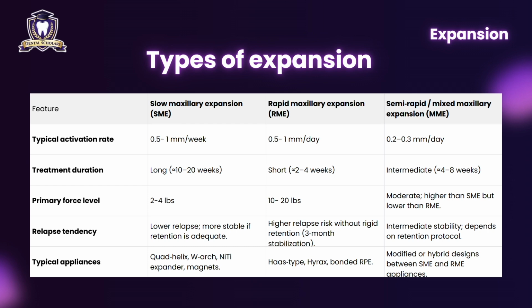The relapse tendency in a slow maxillary expansion is relatively lower. They tend to be more stable if the retention is adequate, whereas rapid maxillary expansion shows higher relapse risk without rigid retention. At least 3 months of rigid stabilization is required in cases of rapid maxillary expansion. In semi-rapid maxillary expansion, intermediate stability is there. Now let us look into the different types of appliances for slow and rapid maxillary expansion in the coming slides.